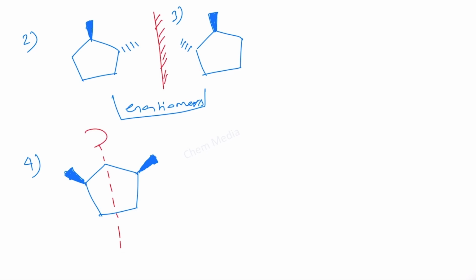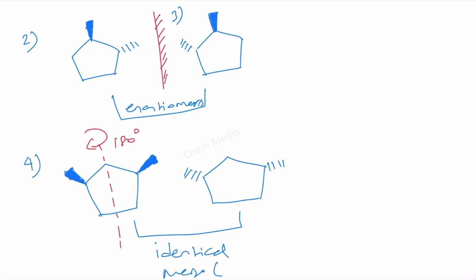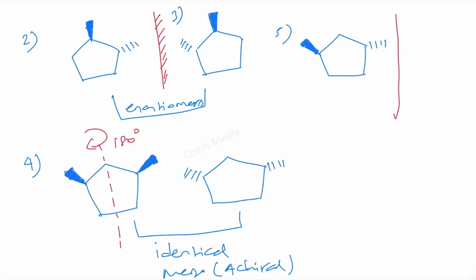So if you rotate 180 degrees, then we can get this one, but that doesn't mean that this is a different isomer. This is one and the same. These two are identical, meso, achiral. Now let's put one methyl group up, one methyl group down. So number 5. If we are writing like this, let's say one methyl group down, one methyl group up for the 1,3 case, then once again we will get a pair of enantiomers.